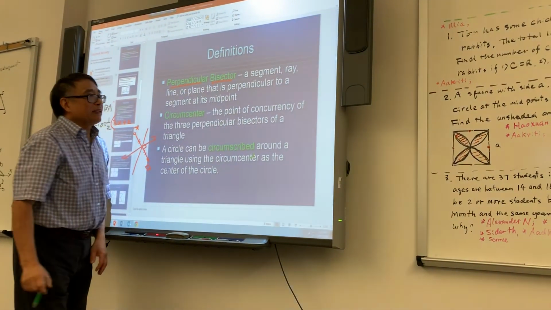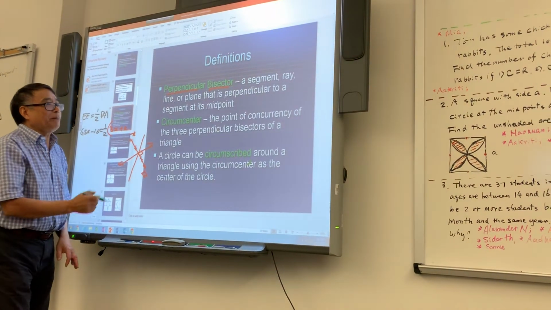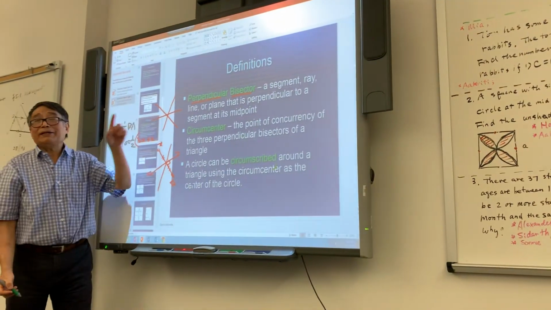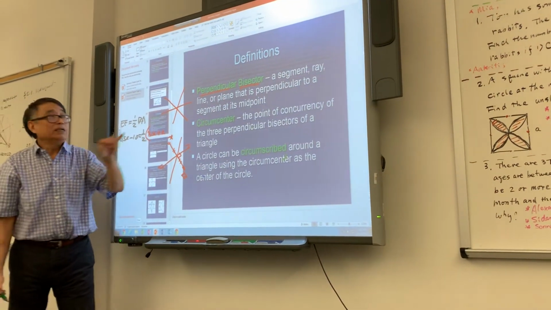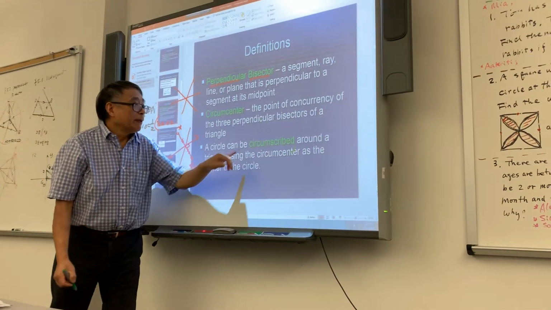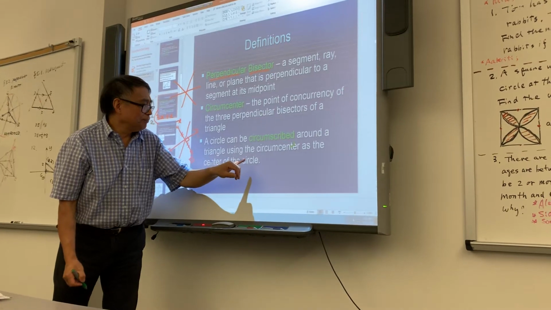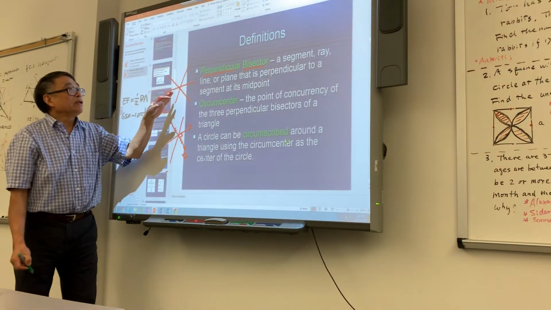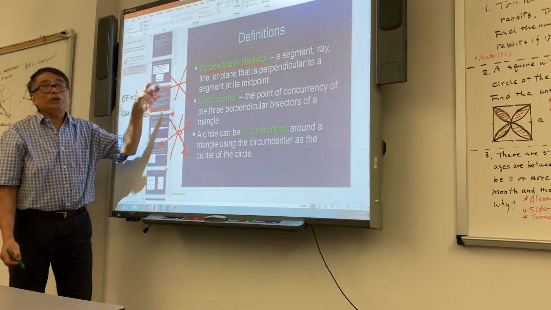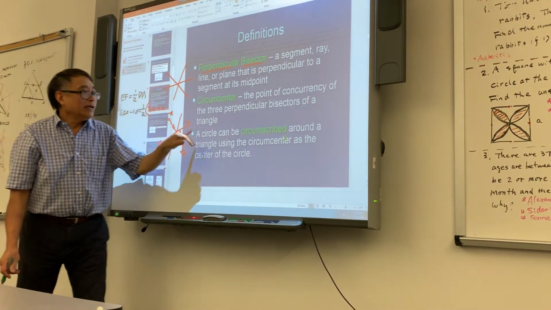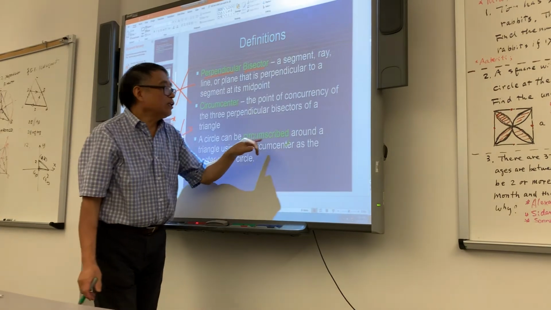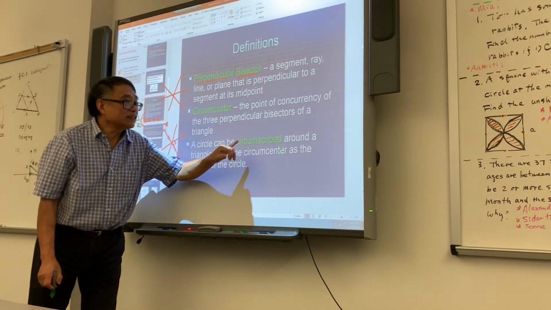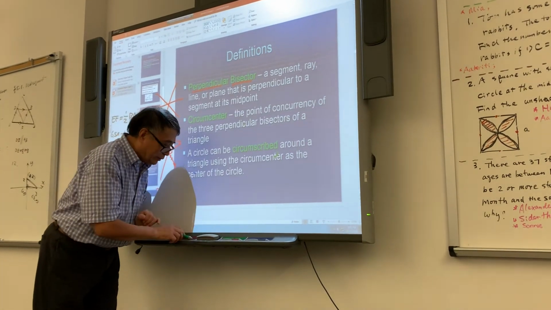Circumcenter, a point, the concurrence of the three perpendicular bisectors. If we have three lines that intersect at the same common point, this is the so-called point of concurrency of those three lines. Now we use this idea to solve. A circle can be circumscribed around a triangle using the circumcenter as the center of the circle.